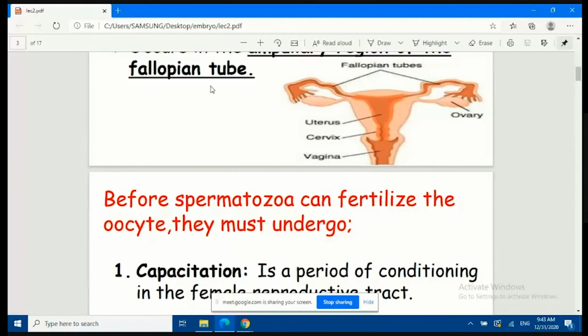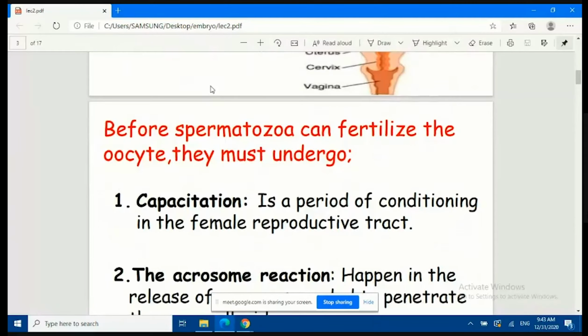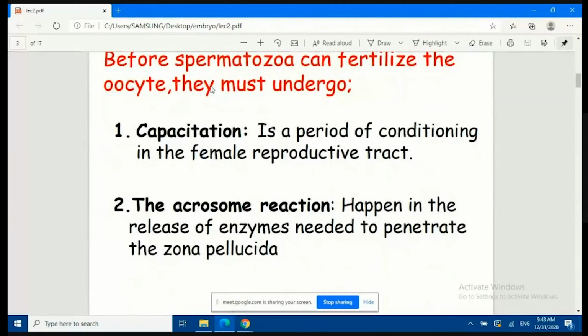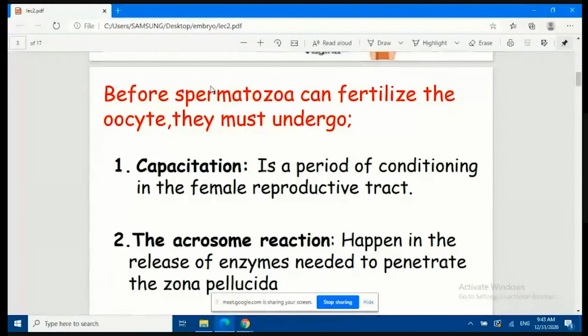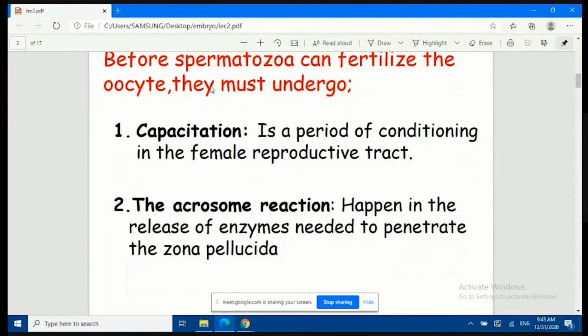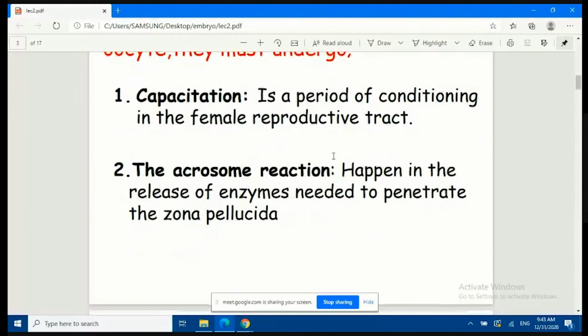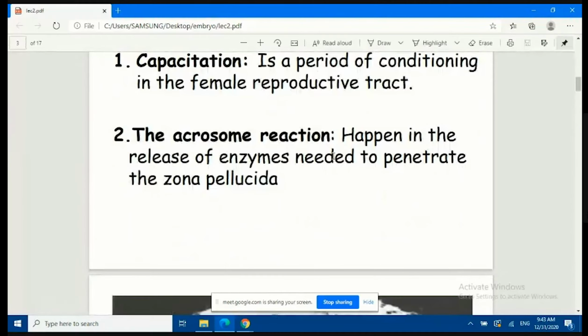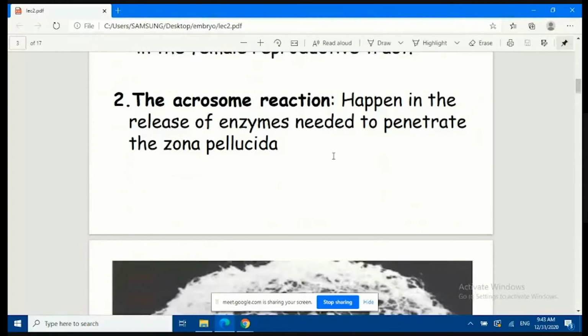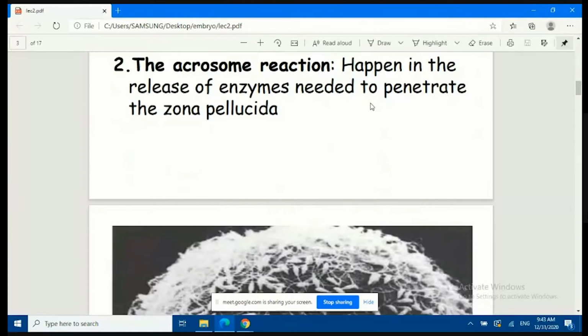Okay, or for example I say before any sperm can fertilize an oocyte it needs blank and blank. You will tell me capacitation and acrosome reaction. Or for example I say define capacitation: it is a period of conditioning in the female reproductive tract. Or define acrosome reaction: this is a reaction that happens with the release of enzymes needed to penetrate the zona pellucida.